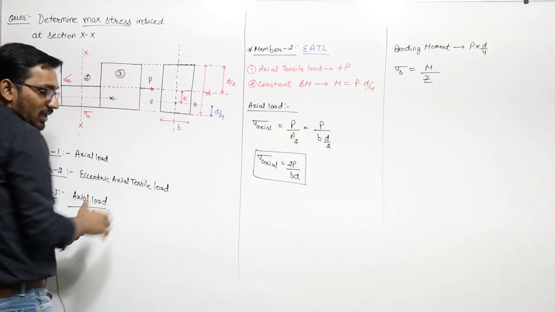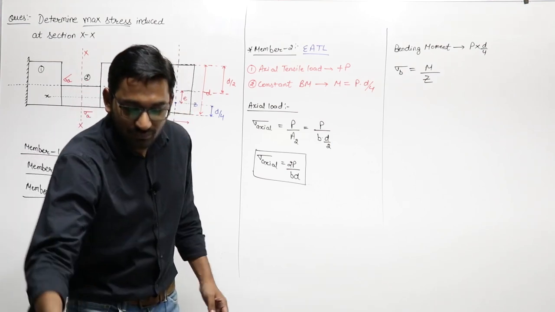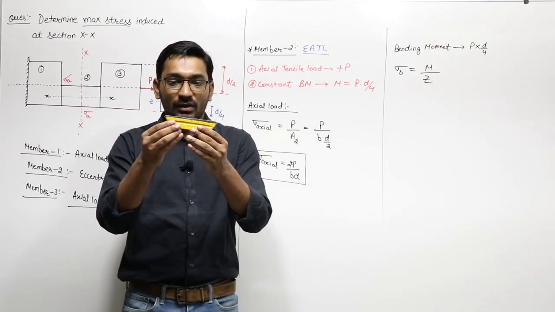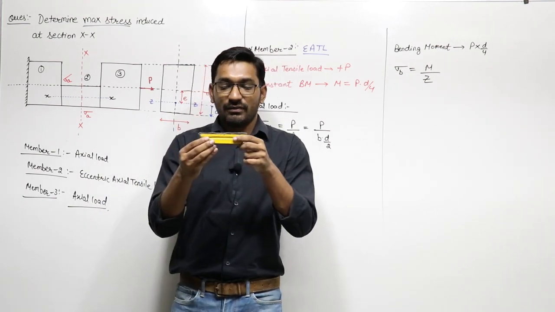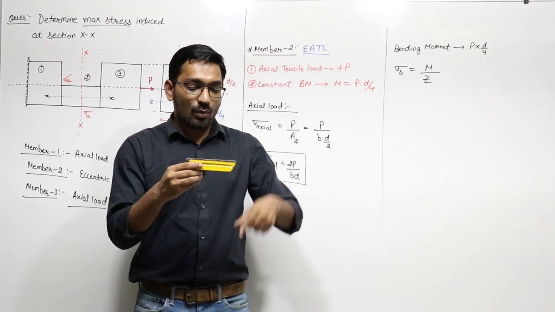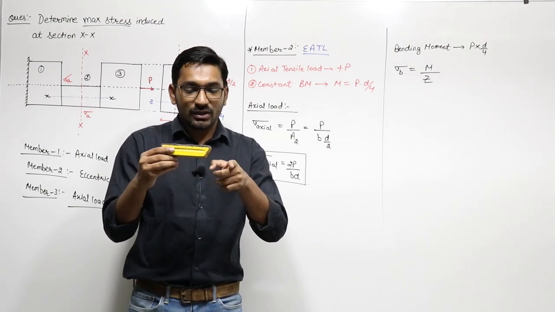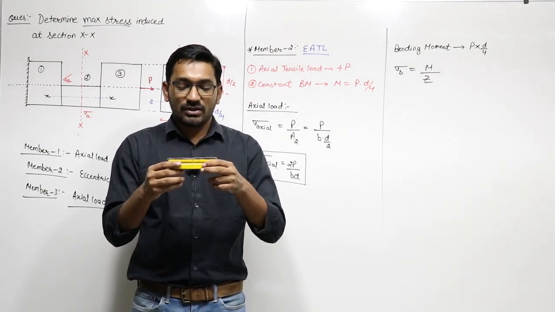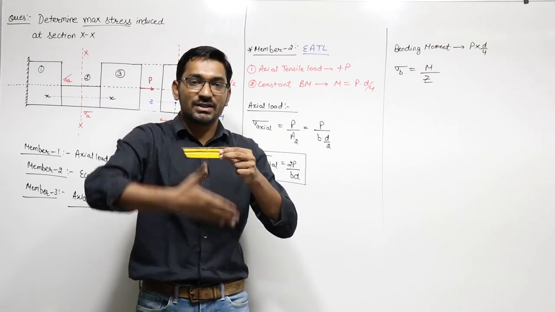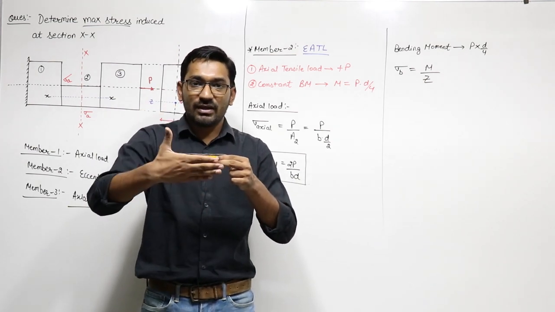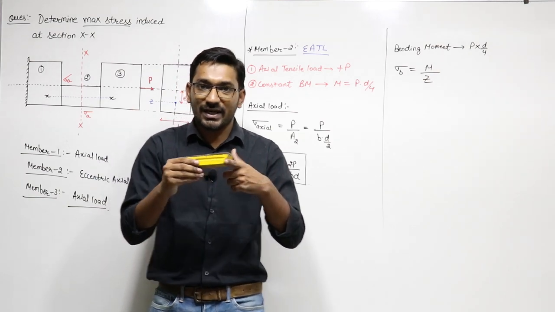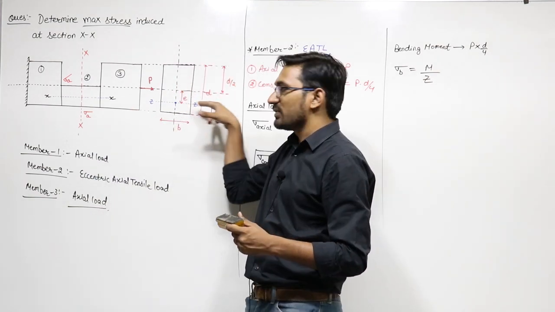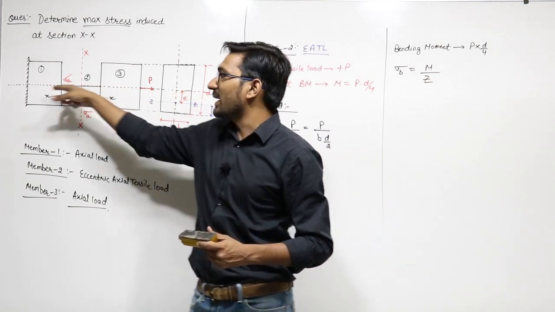This is the member. This is the Z axis, which I can show here. I am saying X, Y, and Z. So this Z axis is there. So I can say this bending moment is in this front plane. So this bending couple will be along this axis, that is the Z axis. This is Y, this is X.